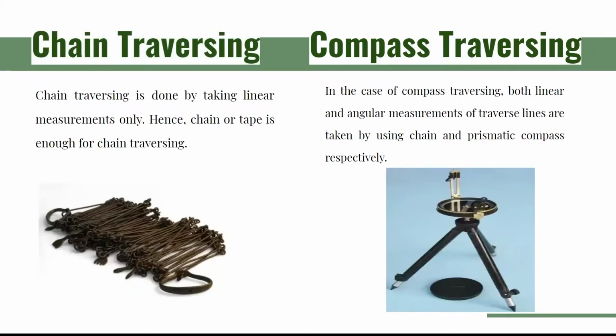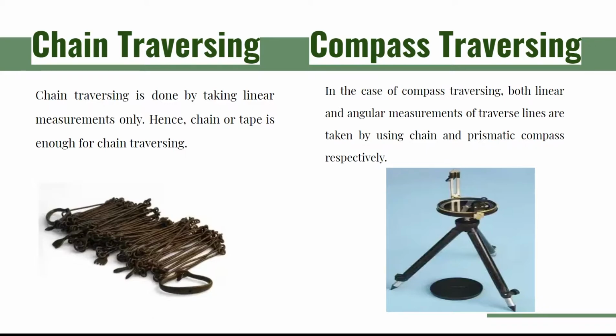Chain traversing is done by taking linear measurements only. Hence, chain or tape is enough for chain traversing. The angle between the adjacent traverse lines is measured using the chain angles concept. Chain traversing is performed in areas such as ponds, etc., where it is difficult to adopt triangulation.